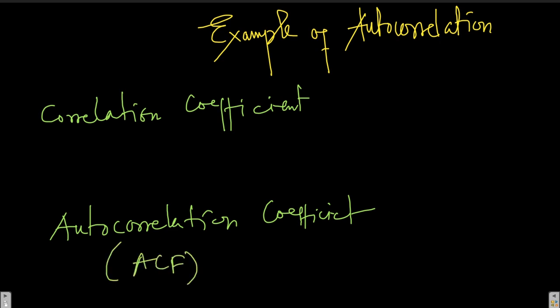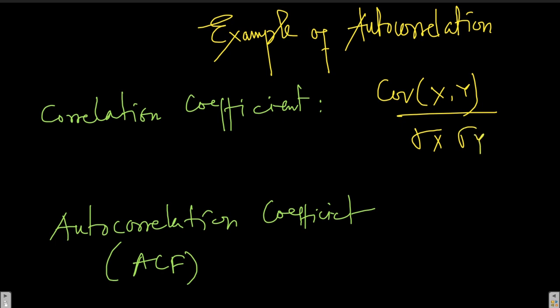We are familiar with how to estimate the correlation coefficient. For two variables x and y, we write the covariance of x and y in the numerator, and in the denominator we have sigma x and sigma y. Similarly, the autocorrelation coefficient is the same, but remember, autocorrelation is always correlation with self. So it has to be the correlation of the same variable with itself, but for different time periods.